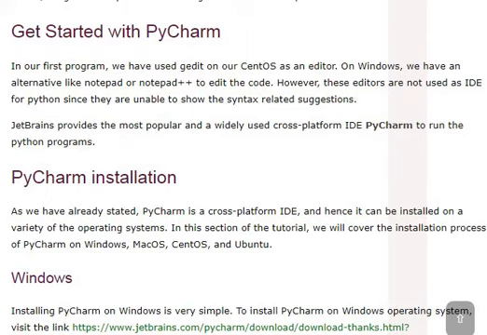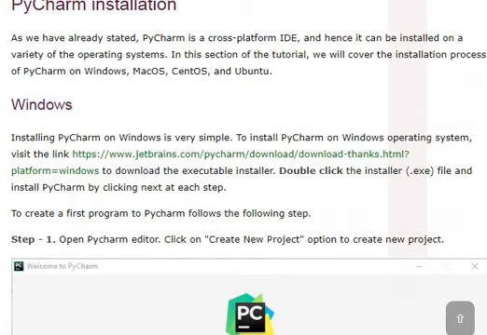We have something like PyCharm, the most popular and widely used cross-platform IDE. So how to install PyCharm? We'll just see the things here. In Windows, you go to the concerned website and download the executable installer, double click the installer and install by following each and every step.